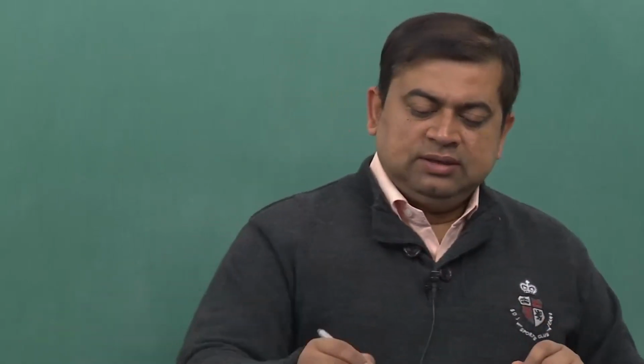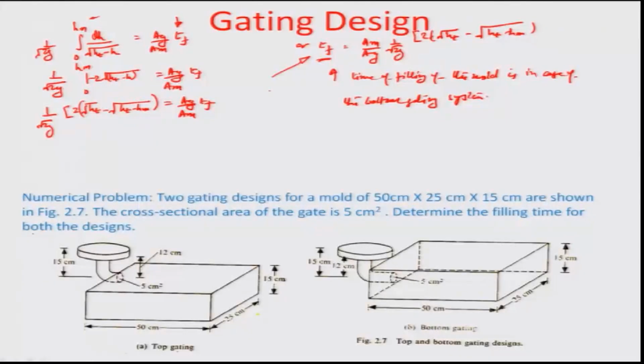But as of now, this assumption gives a good thumb rule estimate of the total time of filling of the mold, and we will go into some numerical problems to see how the time varies if we go from a top gating to a bottom gating system. So, you have these two gating systems illustrated in this figure, and I am just going to mention this problem, and in the interest of time solve it in a later module. We want to estimate the time of filling of this mold, which is 50 centimeter by 25 centimeter by 15 centimeter, and the cross sectional area of the gate is given to be 5 centimeters square. That is very important here.